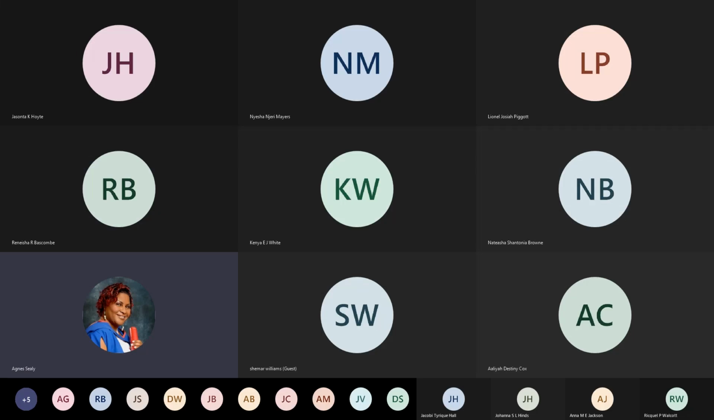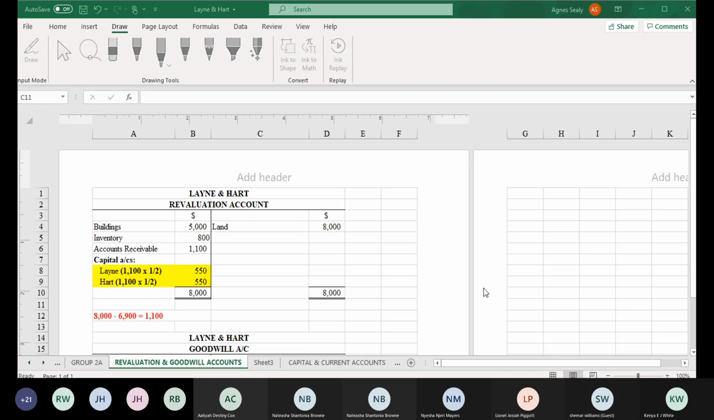So we have looked at the revaluation account, we looked at the goodwill account, and we started our capital and our current accounts as well.